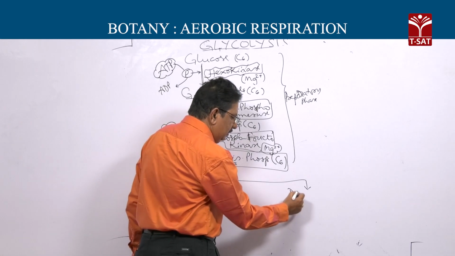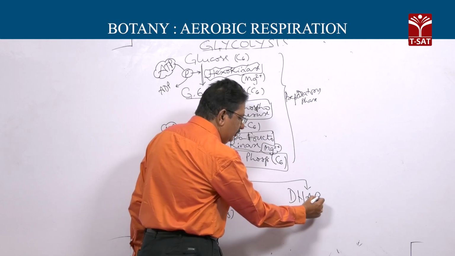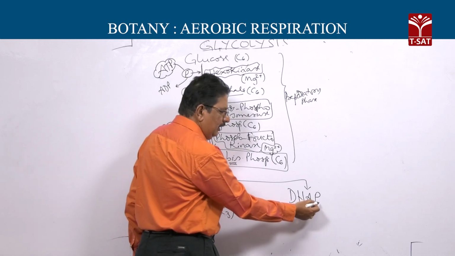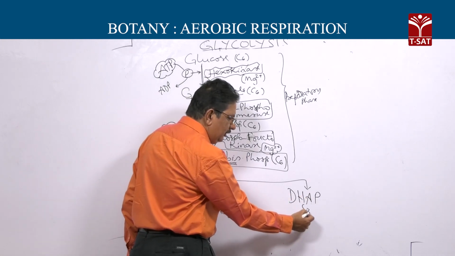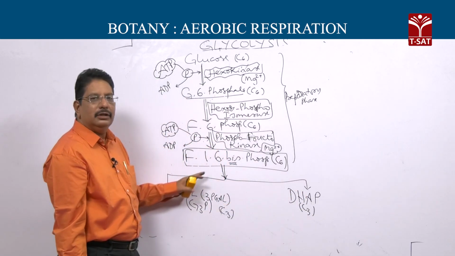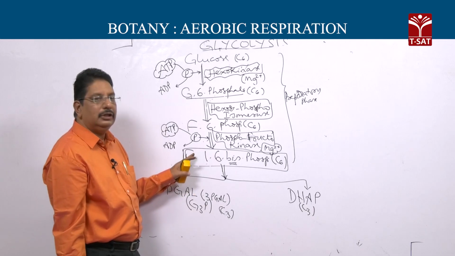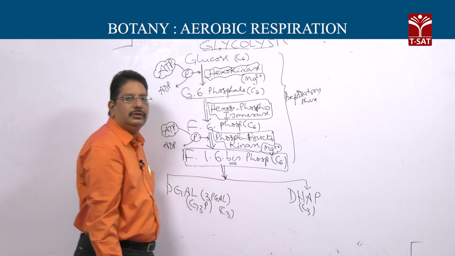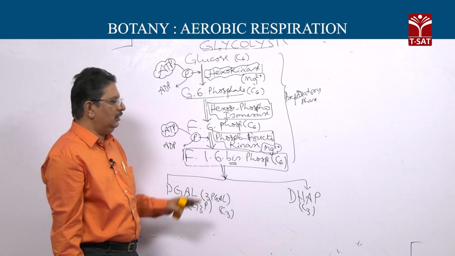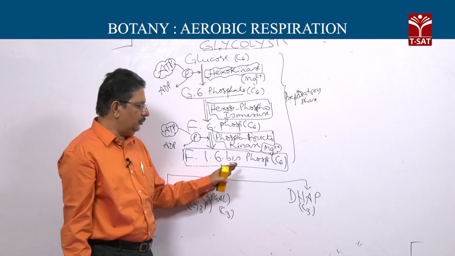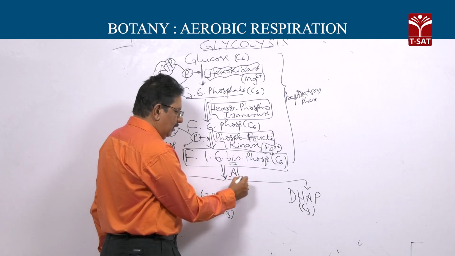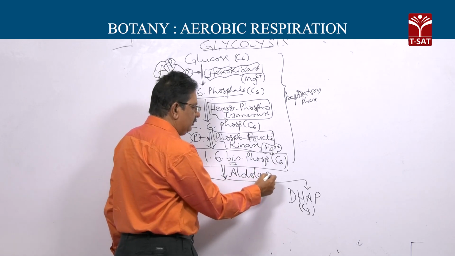And another one is dihydroxyacetone phosphate, abbreviated as DHAP. Dihydroxyacetone phosphate and G3P are the compounds formed from a big C6 molecule during glycolysis. So, it is physically breaking up a C6 compound into C3 compounds, and it is catalyzed by an enzyme, aldolase.